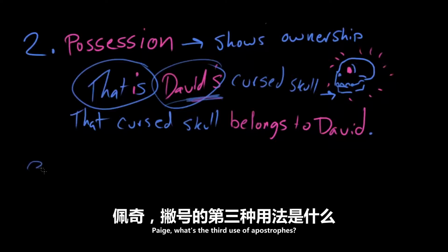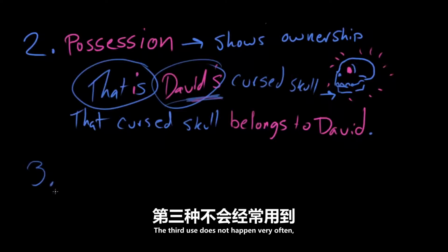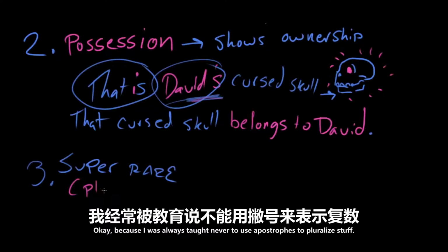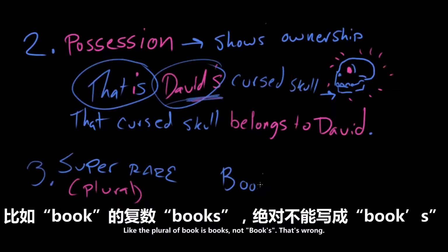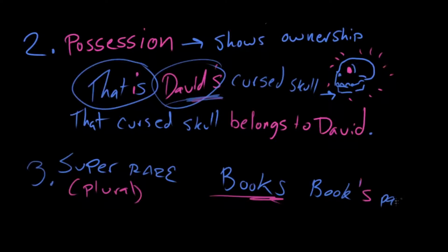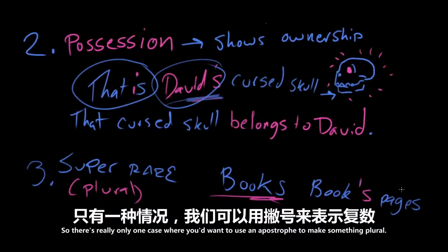Paige, what's the third use of apostrophes? It's pretty rare. The third use does not happen very often, but apostrophes can occasionally be used to make words plural. Okay. Because I was always taught never to use apostrophes to pluralize stuff. Like the plural of book is books, not book's. That's wrong. Yeah. So this is the plural, and this is something belonging to the book. Right. The book's pages. Right. So there's really only one case where you want to use an apostrophe to make something plural.